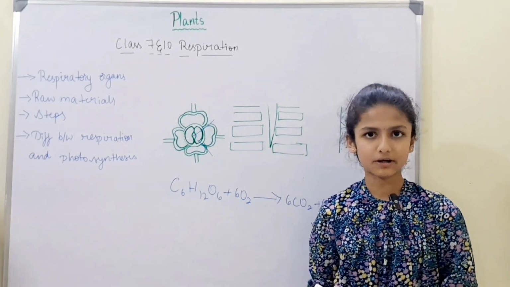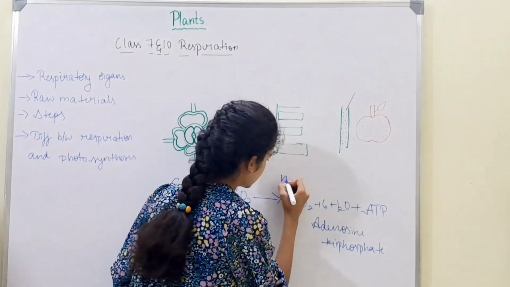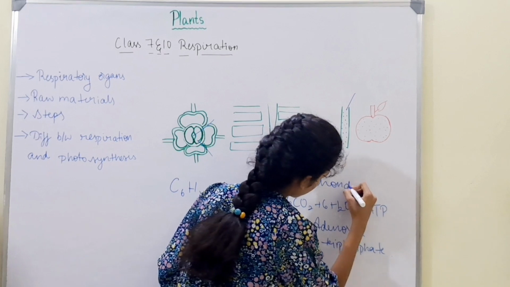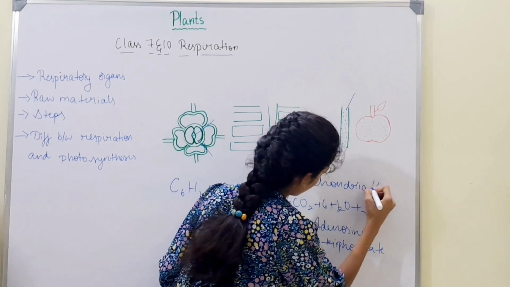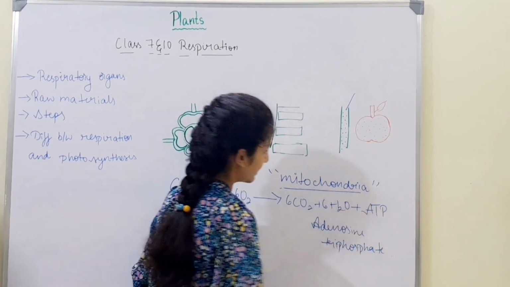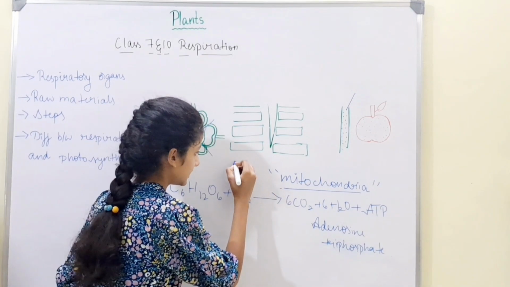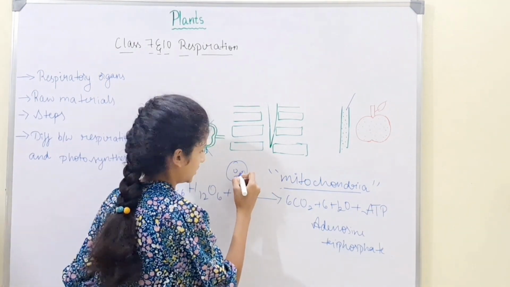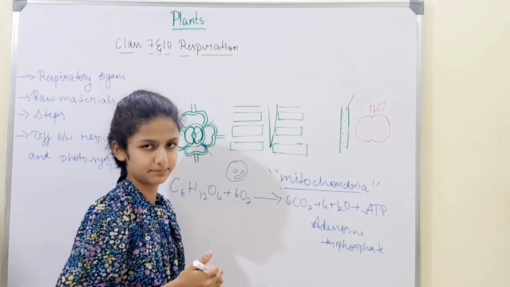Where does this step occur? This step occurs in mitochondria. Where does this step of respiration occur? It occurs in mitochondria. Suppose this is a cell. This is a nucleus. Here we can find a mitochondria. Here our respiration takes place.